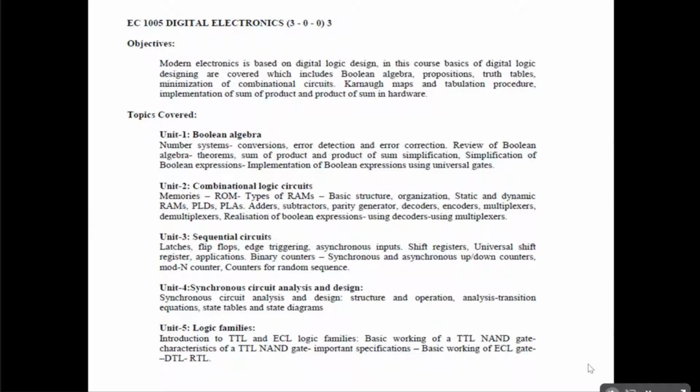In this, we have two things. One is we are going to design synchronous circuit, and we are going to analyze the output of synchronous circuit. In this, we have state tables and state diagrams.